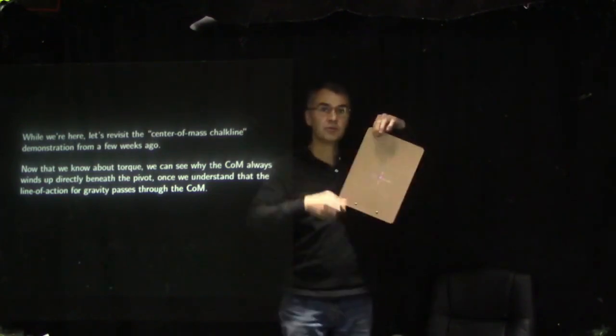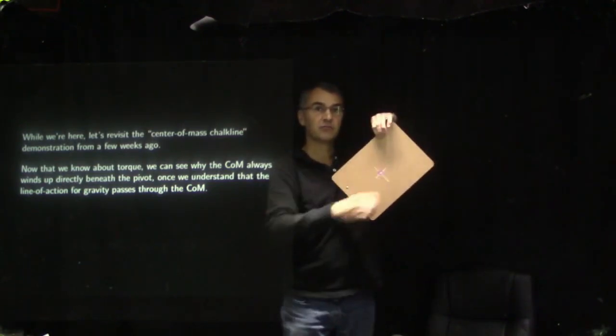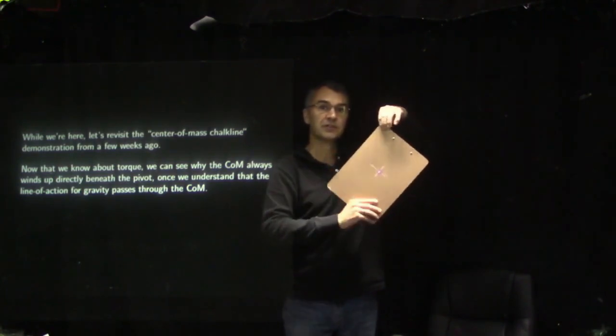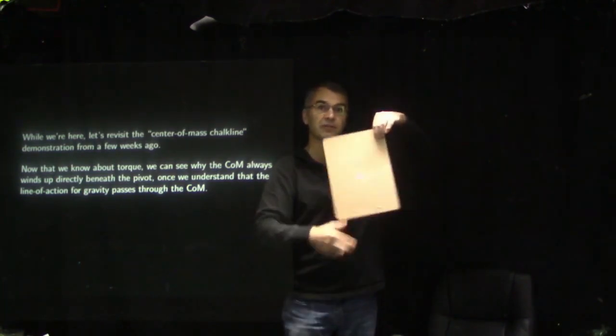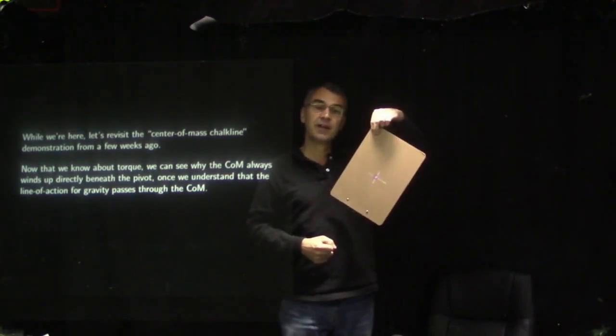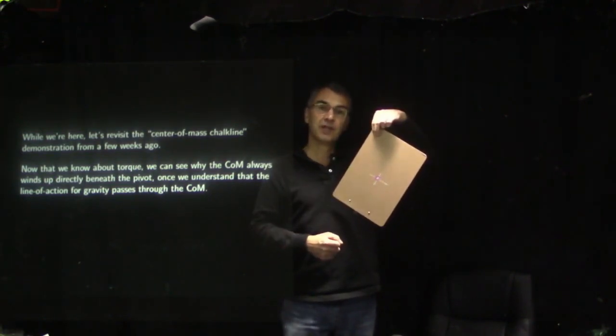So it seems as if no matter where I decide to grab this clipboard, the center of mass appears directly below the pivot point, as long as I pinch gently with my fingers so that the clipboard is able to rotate to orient itself so that the center of mass goes directly below. So now that we know about torque, we know that the line of action of gravity acting on an object passes through that object's center of mass.